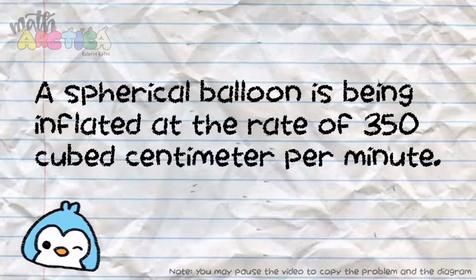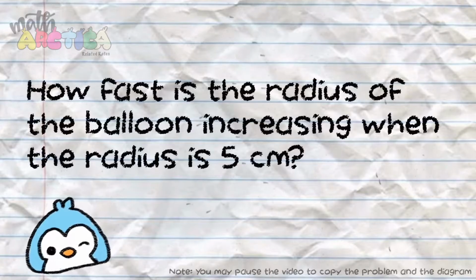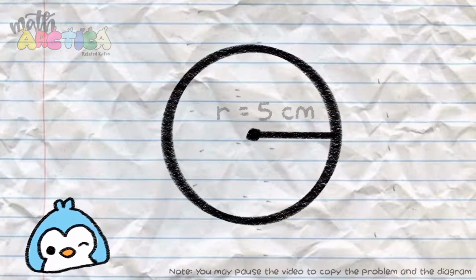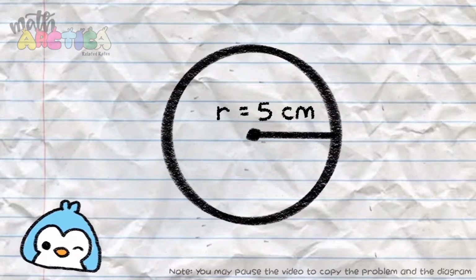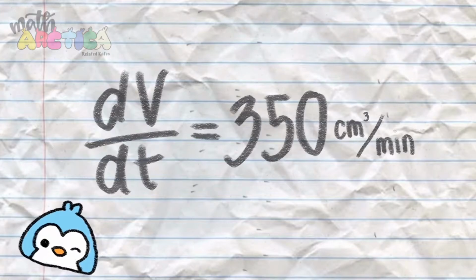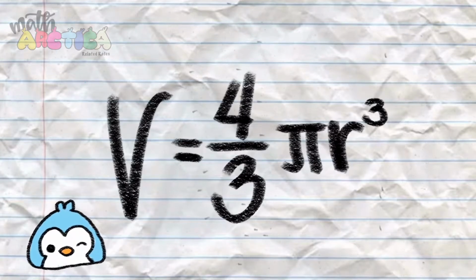A spherical balloon is being inflated at the rate of 350 cubic centimeters per minute. How fast is the radius of the balloon increasing when the radius is 5 centimeters? Let's start the solution by dV over dt is equal to 350 cubic centimeters per minute. What is dr over dt when the radius is 5 centimeters? Given that the volume is 4 over 3 pi r cubed.